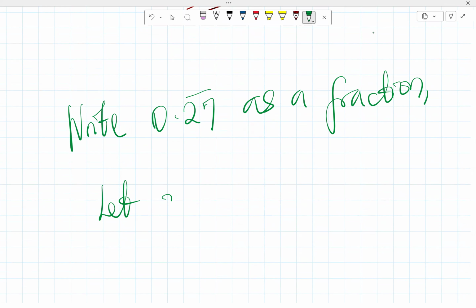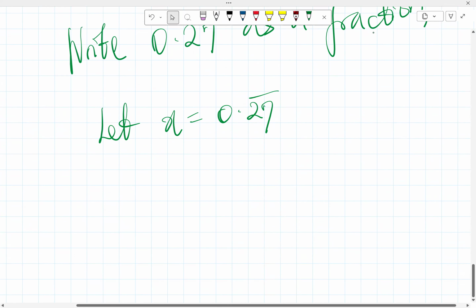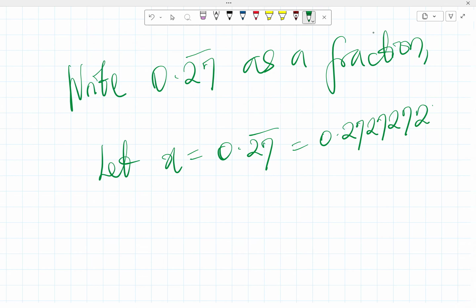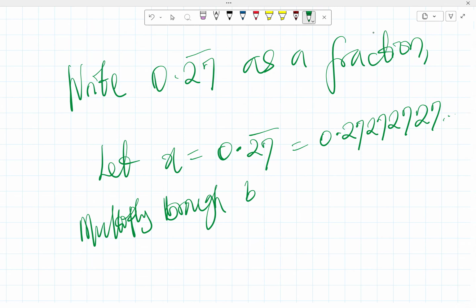So we say let x be equal to 0.27 bar, okay? If that is the case, don't forget this is the same thing as 0.27272727 and so on and so forth, like that. So what you need to do here, if you multiply by 10, it won't give you the same result because you're just going to get 0.7 something something. So in this case, because two numbers are repeated, you have to multiply through by 100.